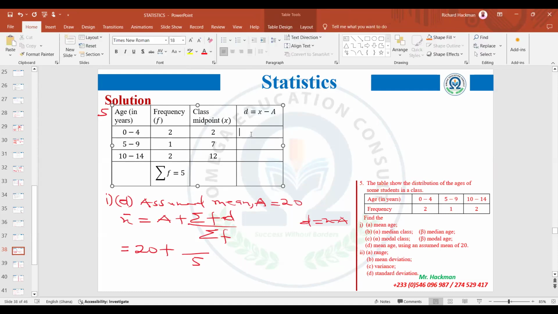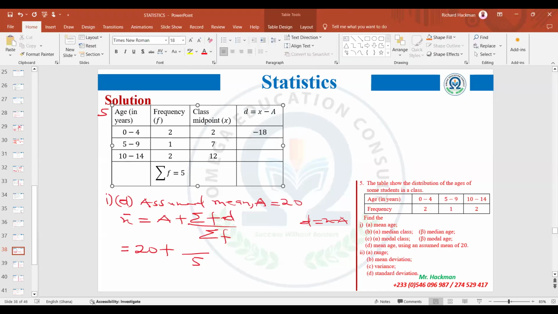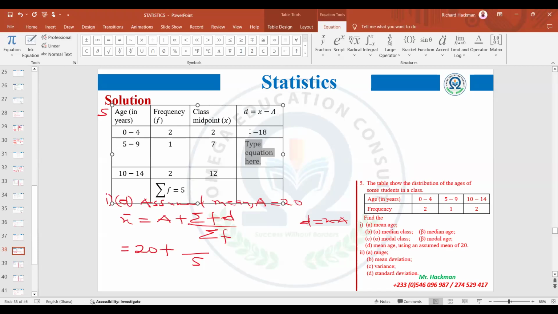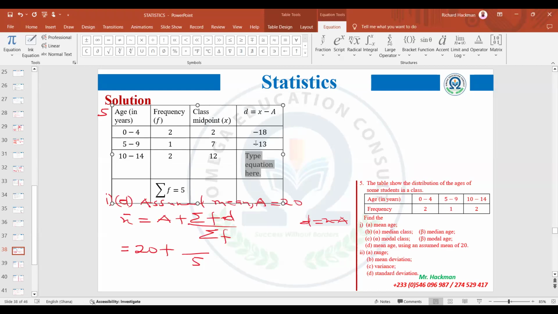For the first one, what do we get? We know X minus the assumed A, which is 20. So it will be 2 minus 20, and that will give us negative 18. The next one, X is 7, minus 20, and that will give us negative 13. Then the last one, 12 minus 20, negative 8.